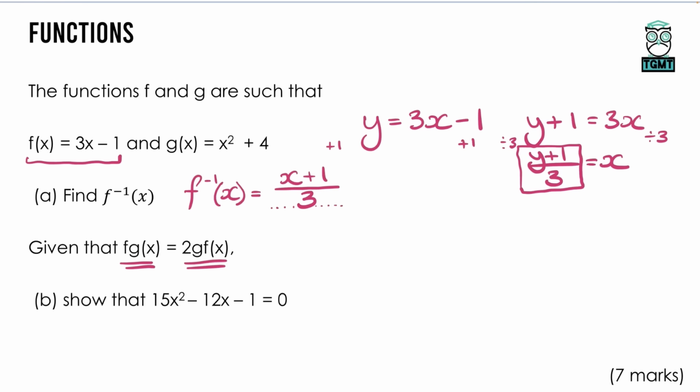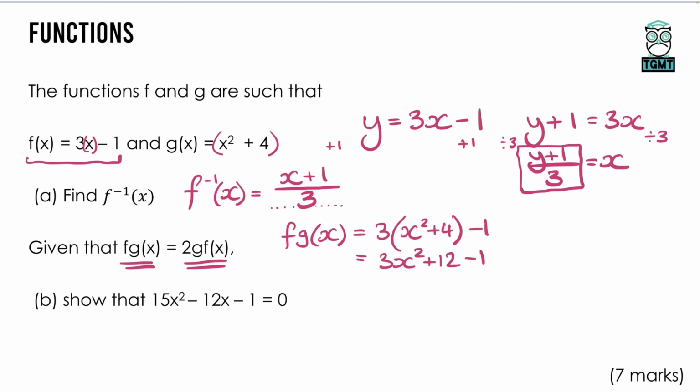So if we start by finding fg(x), now fg(x) is when you substitute g into f. So subbing g into f, the way I do it is I put a bracket around the g function and around the x, and I just put it in place. So that'll be 3 lots of x squared plus 4, and then minus 1 at the end. And we need to expand and simplify that. So we may as well do that first. So we have 3x squared plus 12, and then minus 1, and that'll equal 3x squared plus 11.